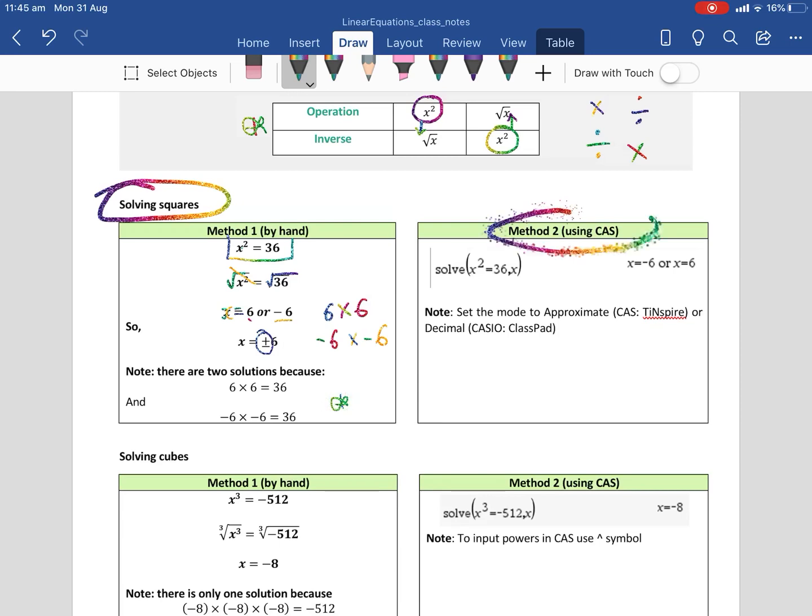Method 2 is using your CAS. Hopefully you're getting used to this by now, but you can go to the solve function and it will tell you what x is.